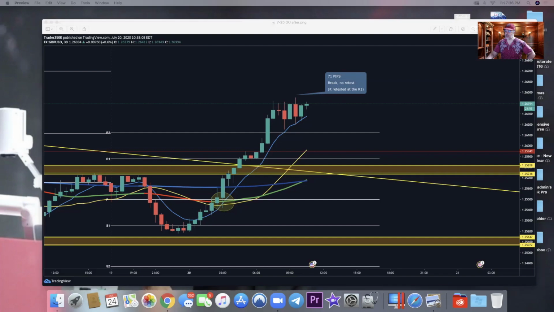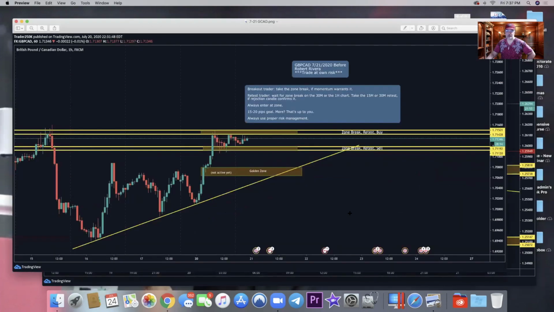That was GU. The next day, I sent out a GCAT. GCAT looked very nice. This is a beautiful setup. Can't get any cleaner than this. Very clean trend line, very clean consolidation, very tight zone for breakout. This is perfect. This is how we want to see it. And let's see what we got.